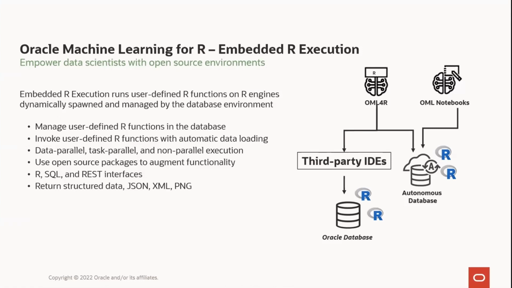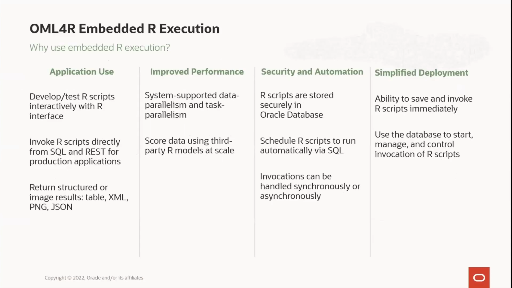Embedded R execution works with the OML4R data store, which is a repository in the database where R objects can be saved and then passed to user-defined functions. And also with the script repository, a database table that stores the user-defined functions and can be invoked from embedded R execution. And you can retrieve structured or image results depending on your application's requirements, for example, a table, XML, PNG, or JSON. So why use embedded R execution?